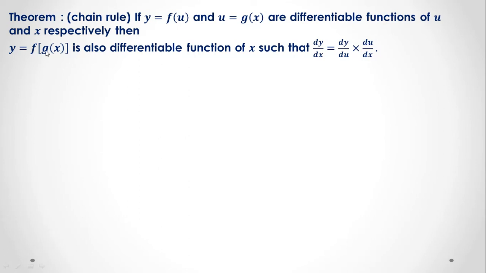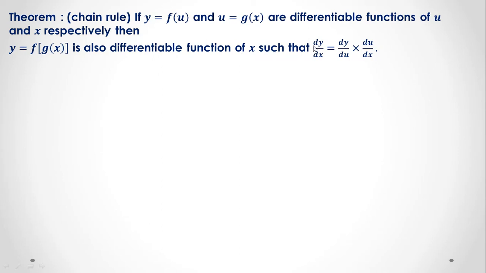Then we get y is equal to f of g of x. This is the composite function. y is equal to f of g of x is also a differentiable function of x, which means there is a relation between y, u and x. When these two are differentiable functions, then this composite function is also a differentiable function of x.